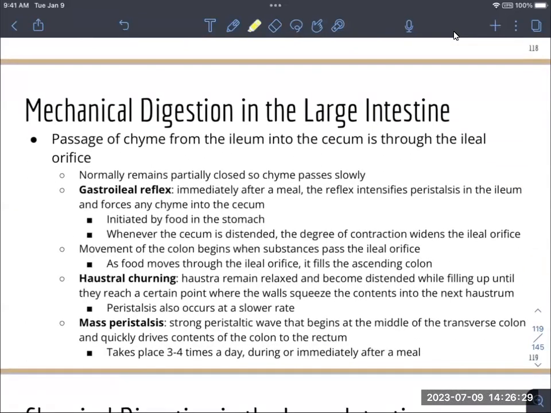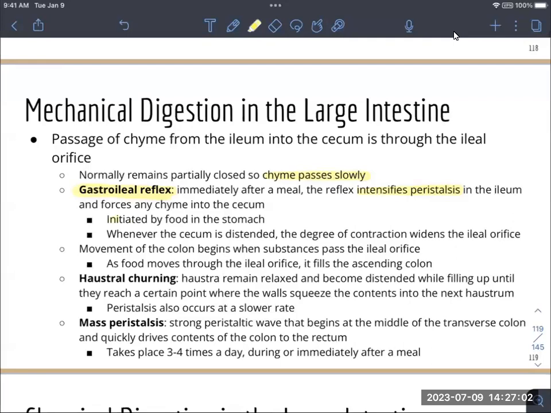So when chyme passes from the ileum to the cecum into the large intestine, again, it's passing pretty slowly. We get this gastroileal reflex that's going to intensify the peristalsis in the ileum. So any chyme that has not gotten into the cecum yet gets pushed through.